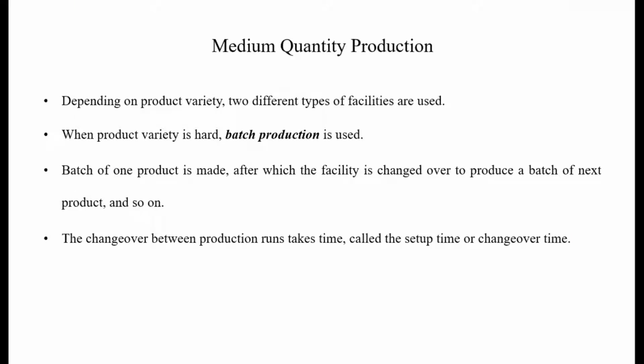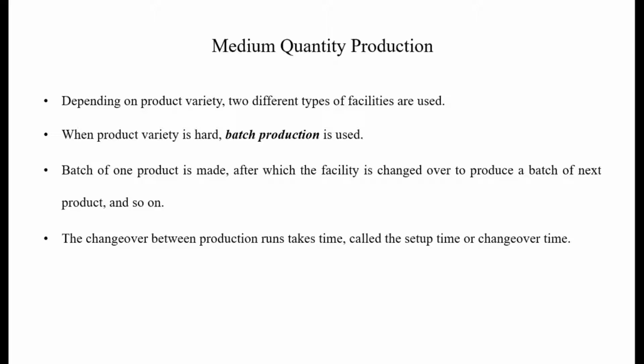So depending on the product variety, two different types of facilities are used in the case of medium quantity production. When the product variety is hard, batch production is used. A batch of one product is made, after which the facility is changed over to produce a batch of the next product and so on. The changeover between the production runs takes time, called the setup time or the changeover time. Because the products included in various batches are in the category of hard product variety, there is too much difference between the products.